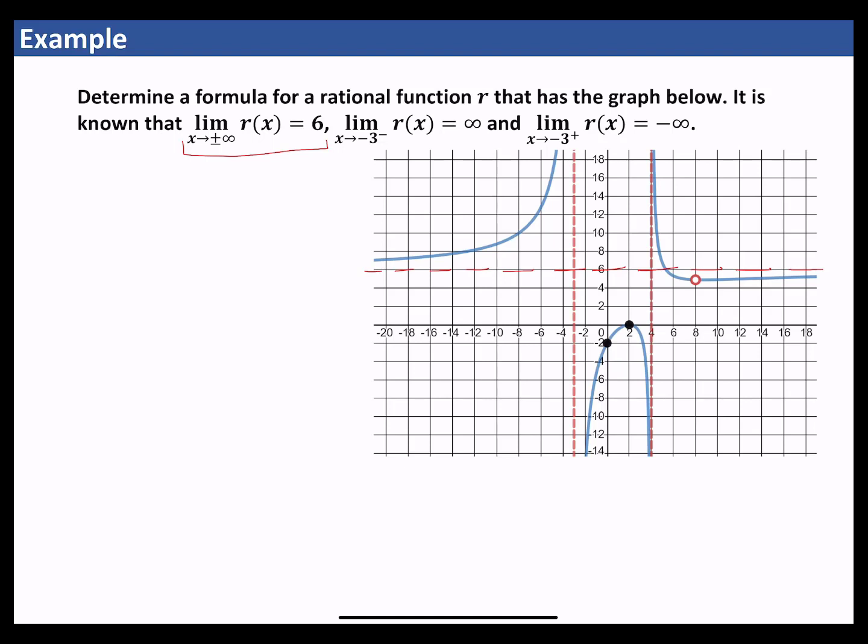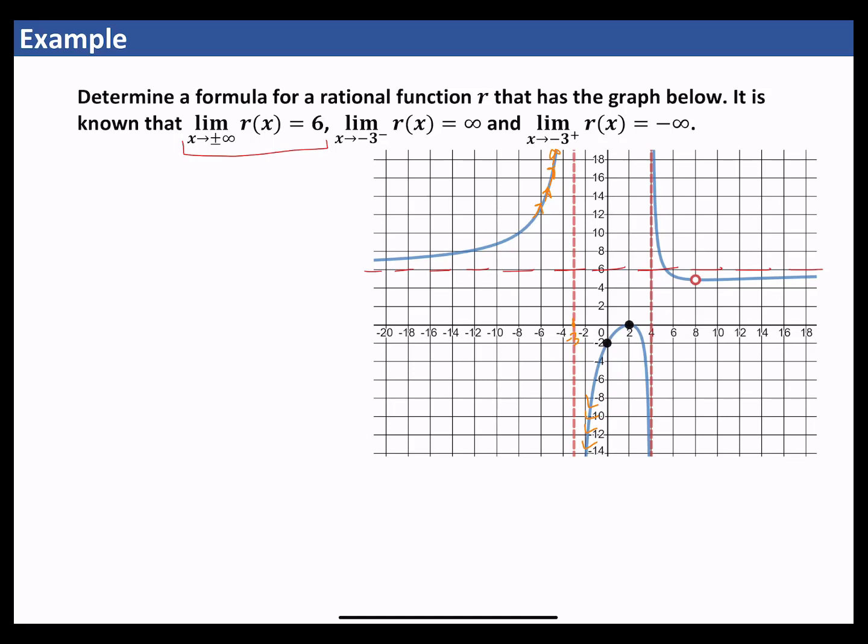The limit of r of x as x approaches -3 from the left is positive infinity. So it's just confirming here that we have a vertical asymptote at -3. And then the limit of r of x as x approaches -3 from the right, that's also confirming this vertical asymptote at x equals -3.